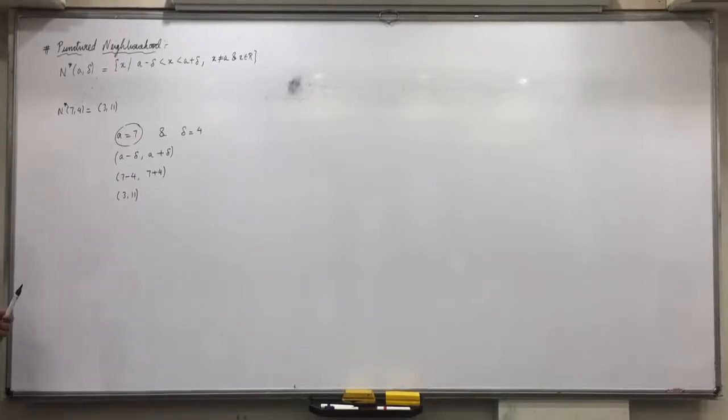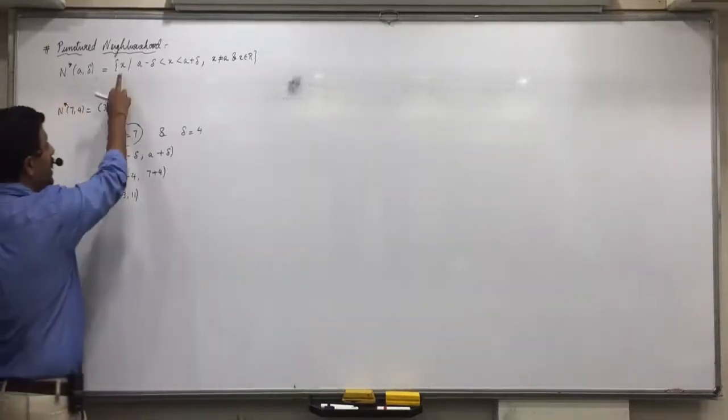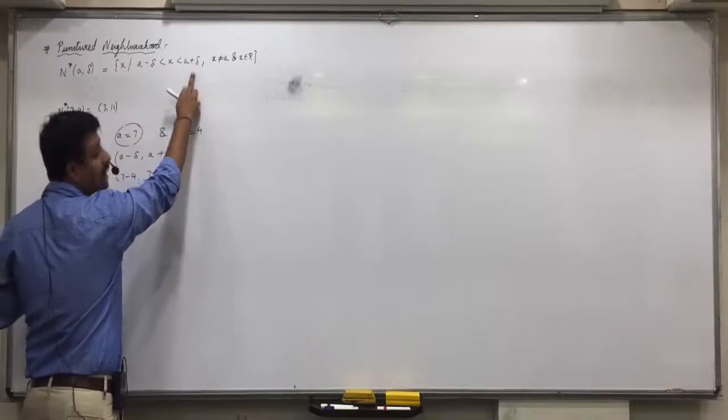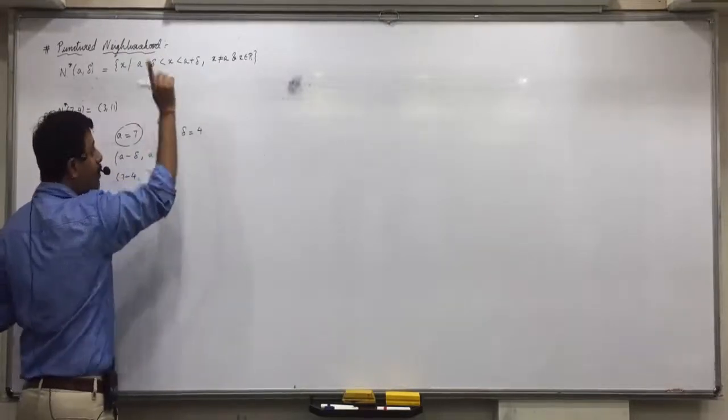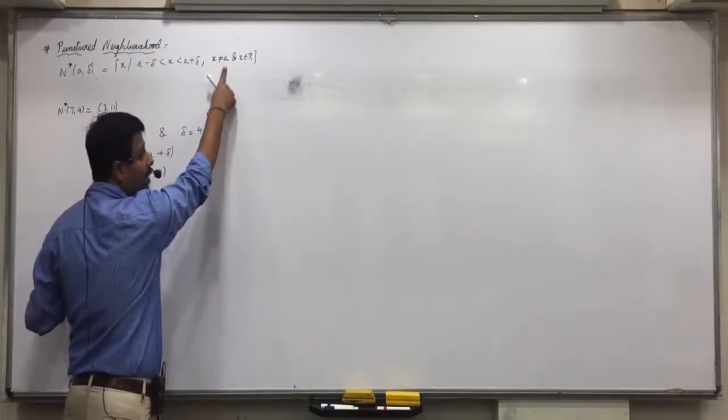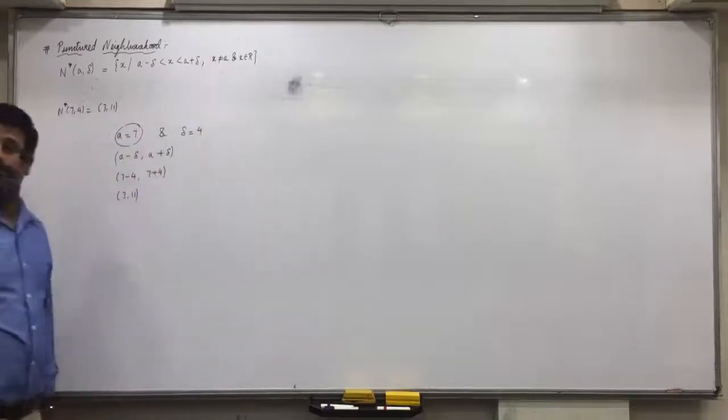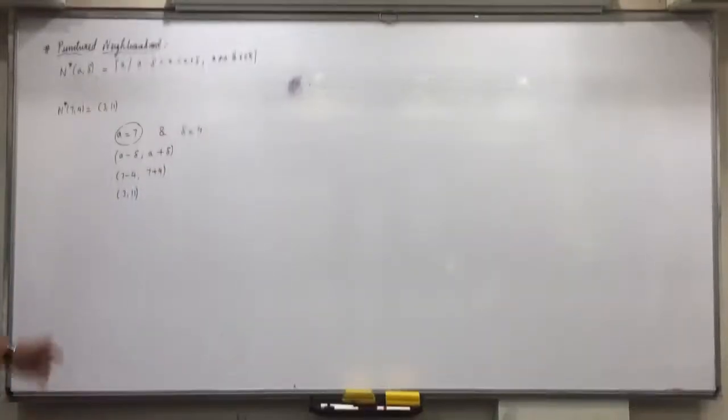So this can be asked for 1 mark, theoretical only, practical is not there. If they ask you punctured neighborhood, you will write it in this manner for 1 mark: the punctured neighborhood of A, delta means X is such that it is between A minus delta and A plus delta, but X will not be equal to A, and X is a real number. Did everyone understand this? So write this expression in the summary.